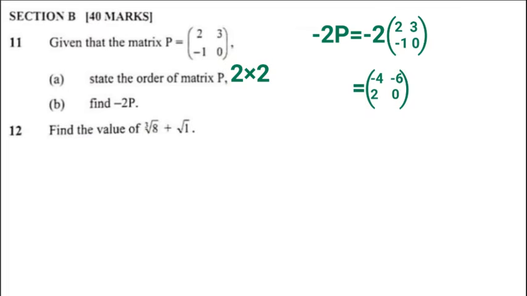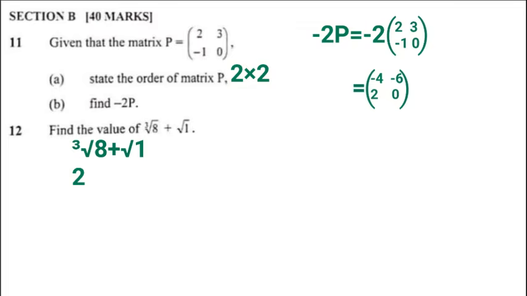Question 12. We are asked to find the value of cube root of 8 plus square root of 1. So what I'm going to do is rewrite this expression down here. Then I'm going to ask myself, what number can I multiply by itself thrice to get 8? That number is 2. So I'm going to write 2 down there.